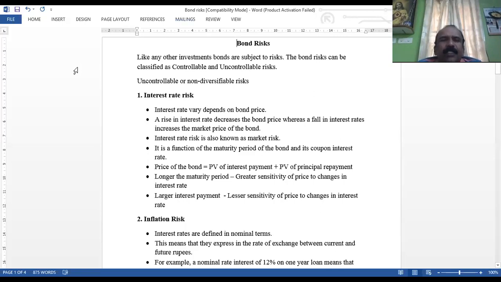So interest rate risk is nothing but market risk. Higher the interest rate, lower the price; lower the interest rate, higher the price. The next one we have is inflation risk, over which the company cannot have control. Inflation is what we call a rise in price.